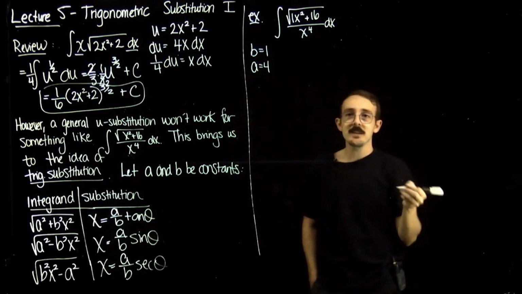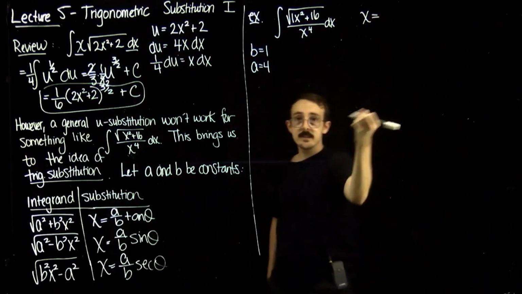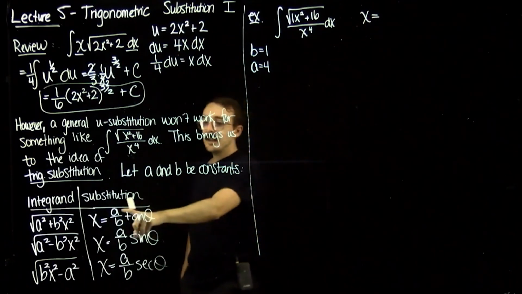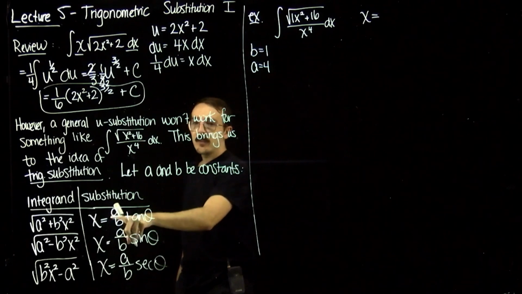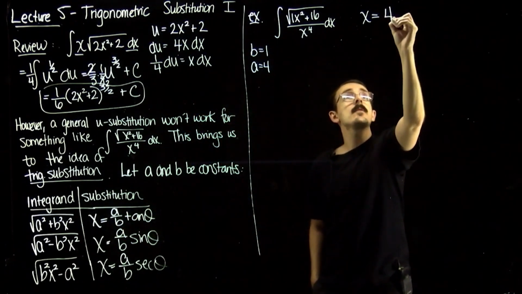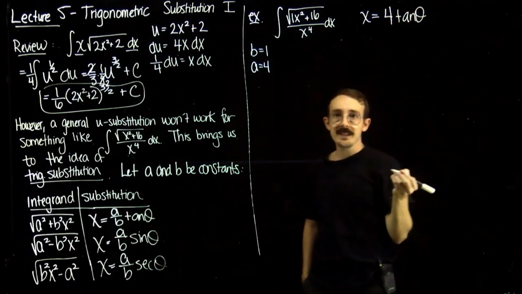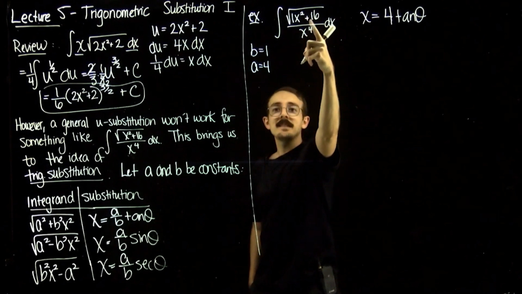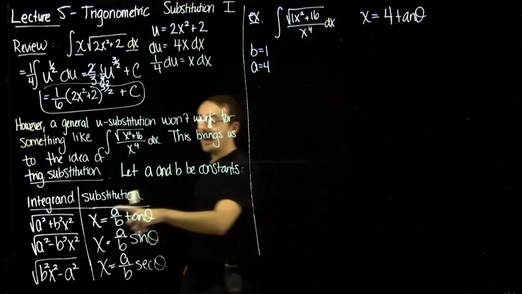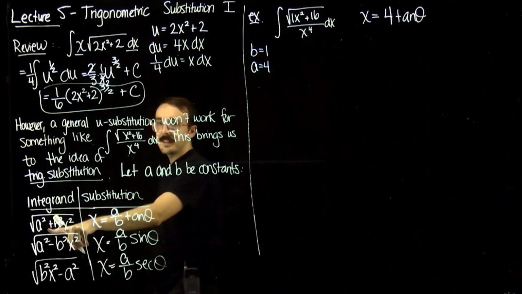And why this is helpful is because you could use this in the beginning stages if you're not sure of yourself to use the formula to get your substitution. So now I need to do x equals a over b, so 4 over 1 tangent. 4 over 1 tangent. And why did I pick tangent? Well, you have a plus here, and you're looking for a plus to use this substitution.